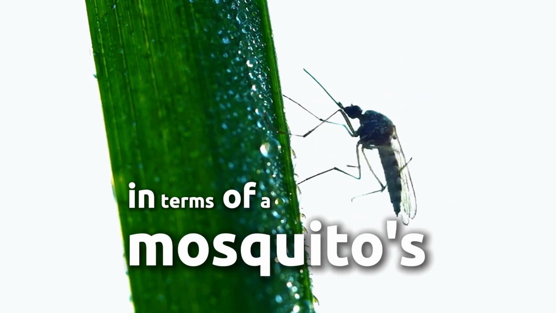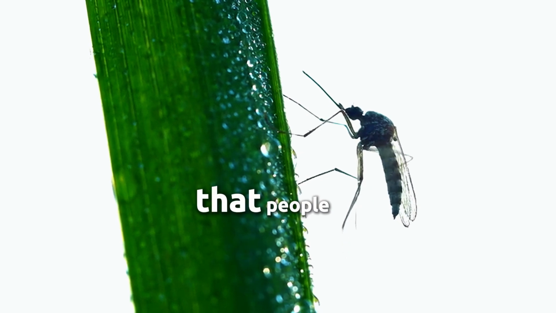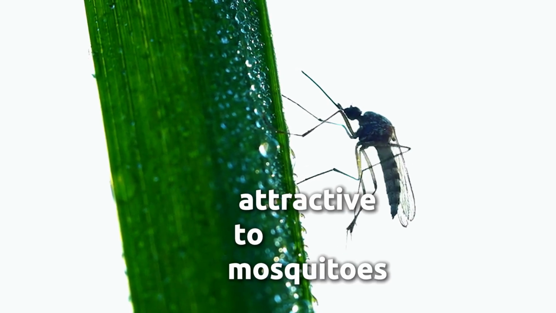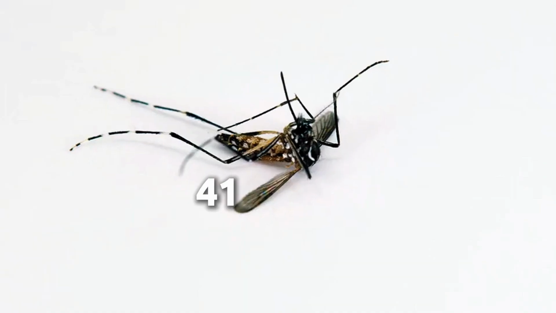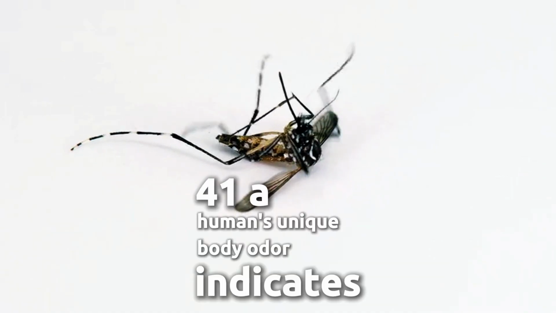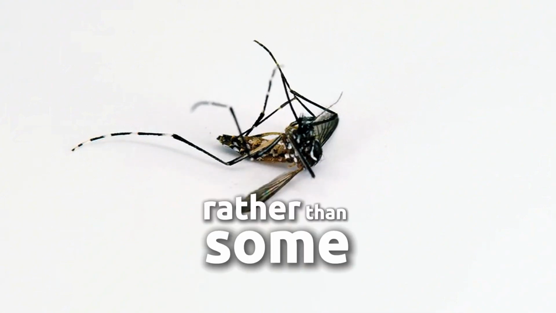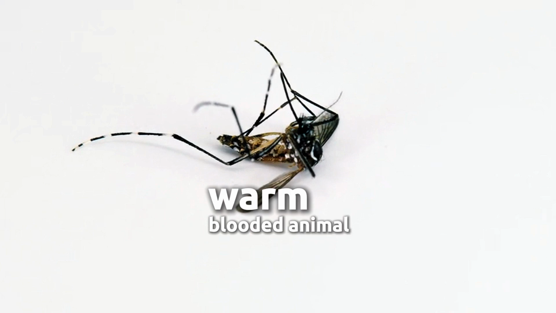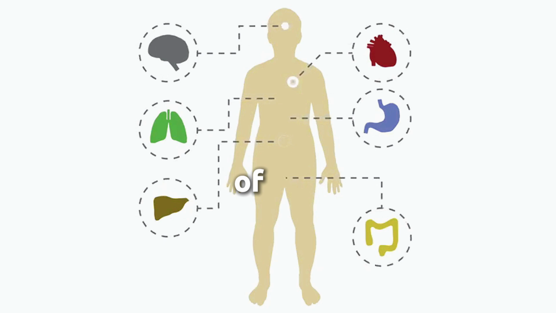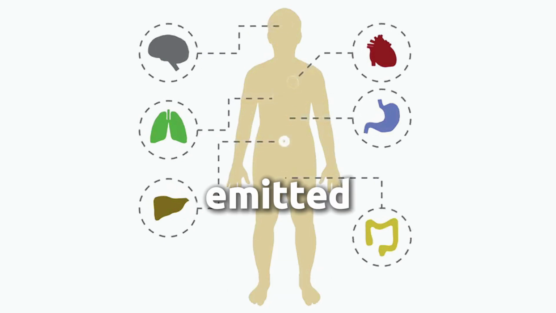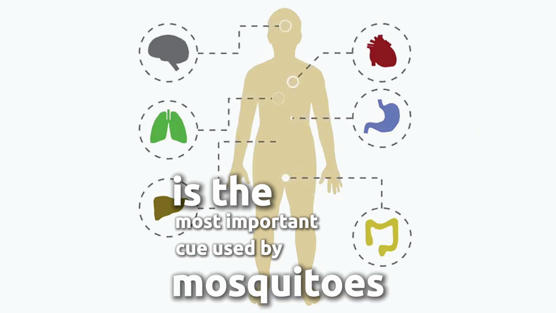In terms of a mosquito's olfactory system, chemical analysis has revealed that people who are highly attractive to mosquitoes produce significantly more carboxylic acids. A human's unique body odor indicates that the target is actually a human host rather than some other living warm-blooded animal, as the presence of CO2 shows. Body odor, composed of volatile organic compounds emitted from the skin of humans, is the most important cue used by mosquitoes.